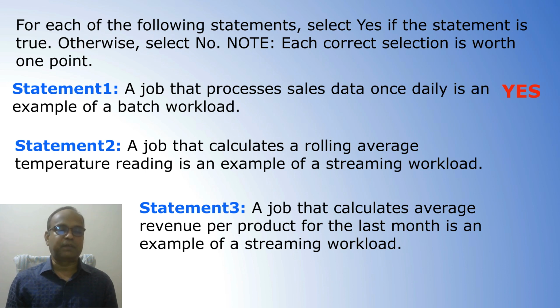In the second statement, it is calculating a rolling average temperature reading. That means it is running continuous data processing and it must support a streaming workload. So this statement is true. In the third statement, it is calculating the revenue per product for the last month. So this is not a streaming process. Therefore, this statement is false.